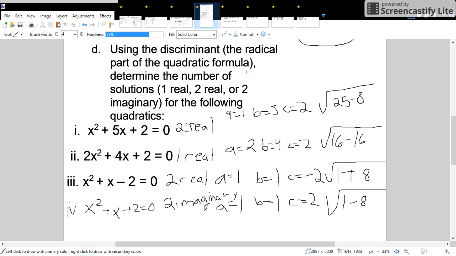So let's review that. If your discriminant is positive, if it's a positive number, you'll have 2 real solutions. If your discriminant is 0, you have 1 real solution. And if your discriminant is negative inside, it's going to be 2 imaginary.